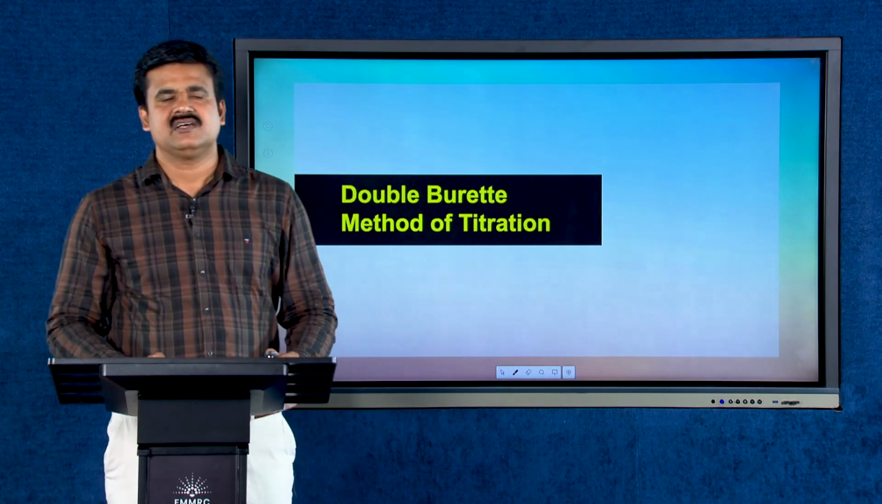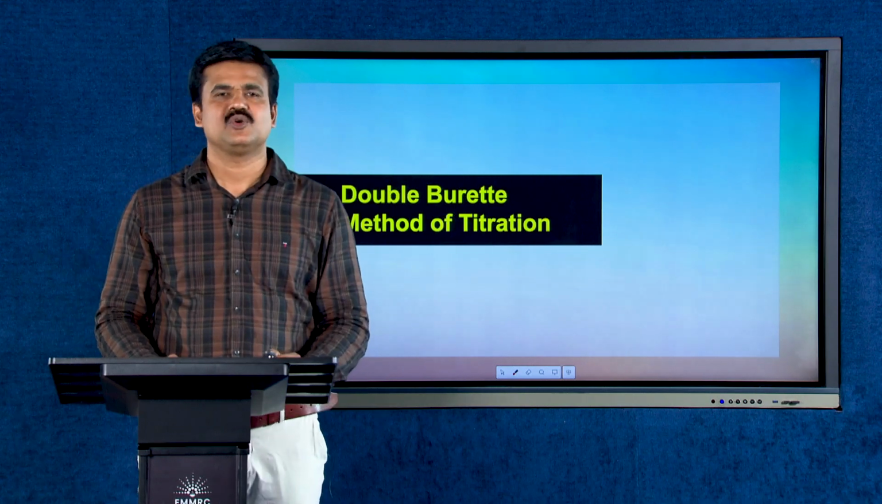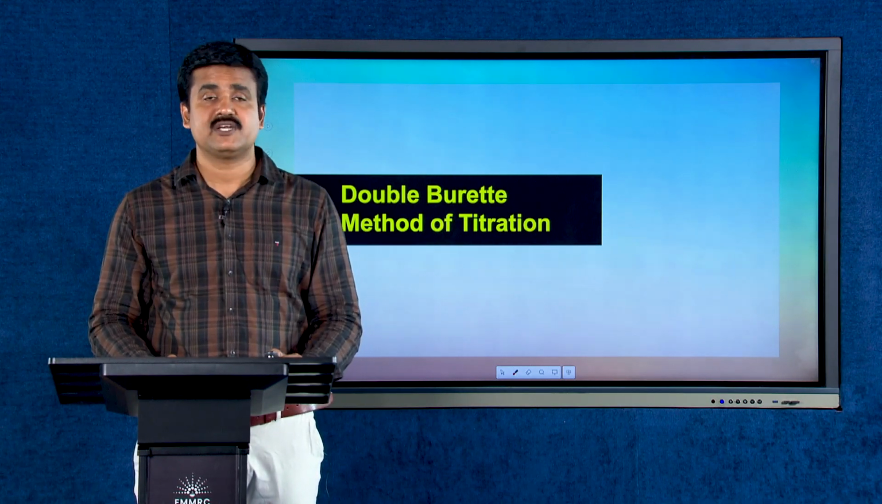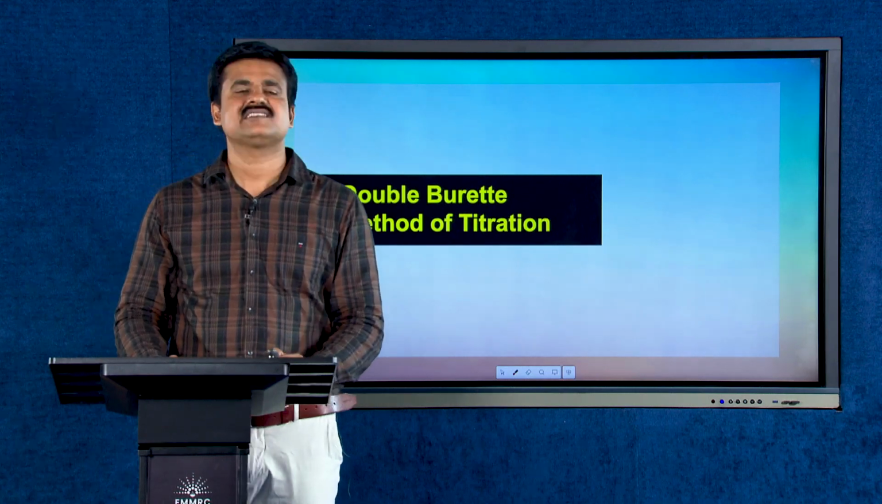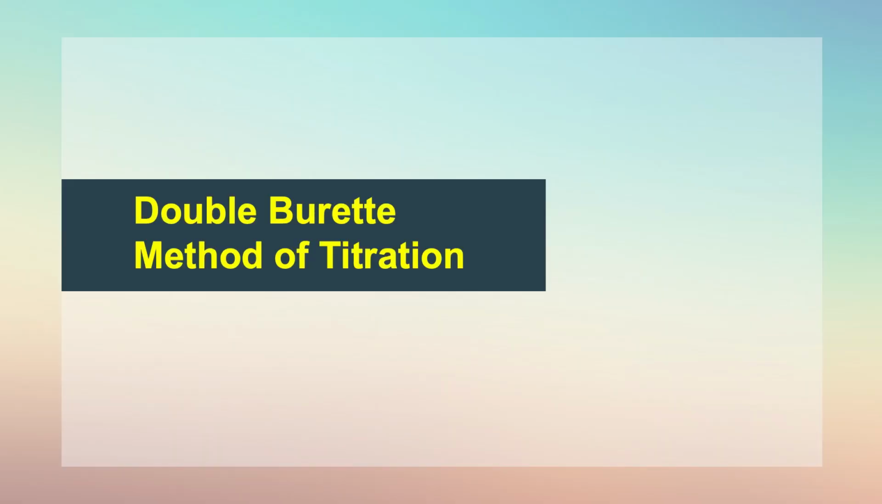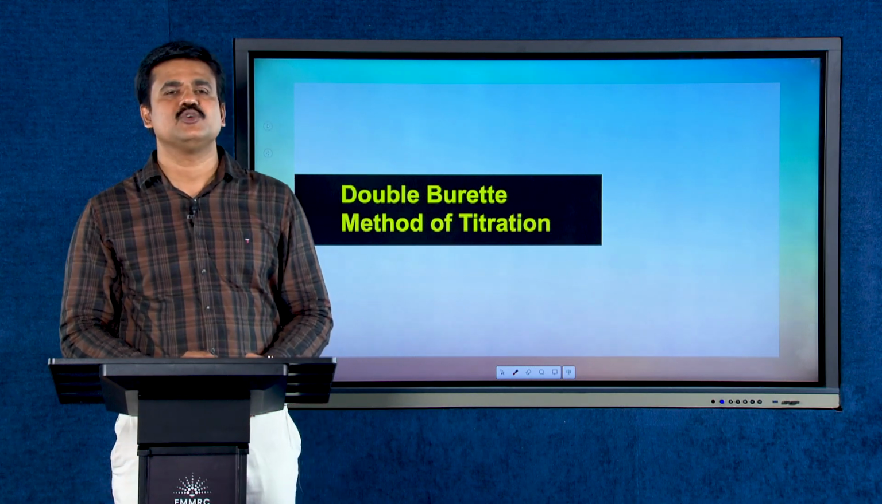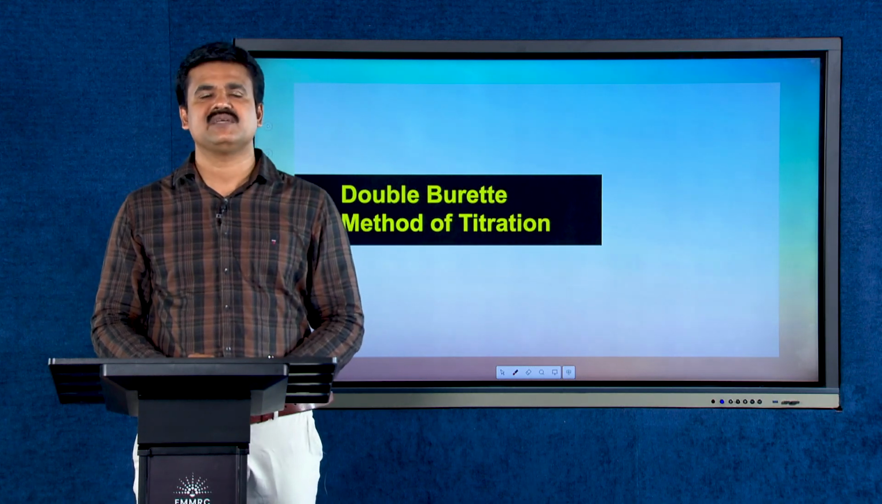Now the last part, and this part is not associated with indicators. This is a special kind of titration that we adopt during volumetric analysis. This procedure is called the double burette method of titration. We can now have details on this new method. This is nothing but the double burette method of titration.